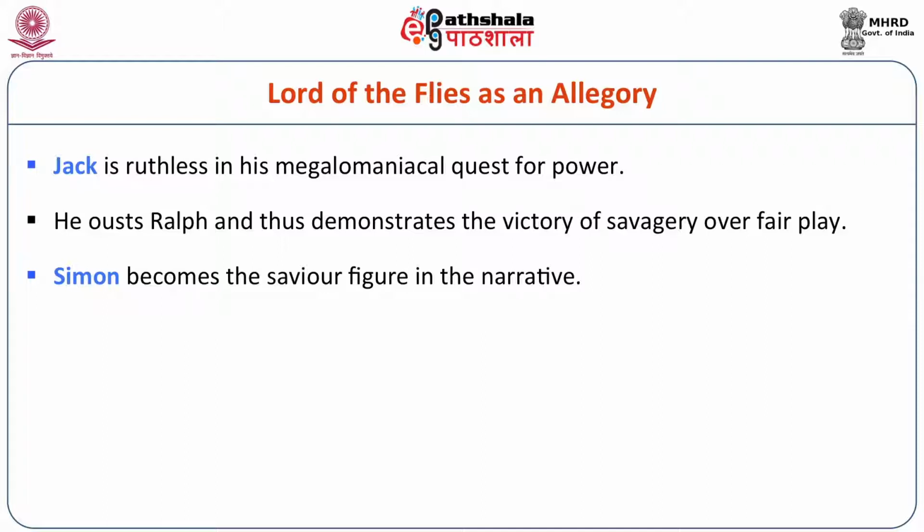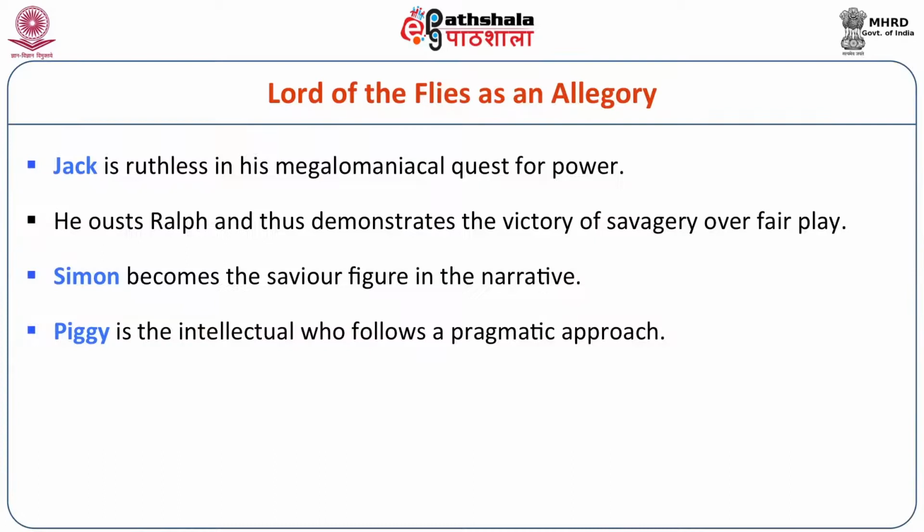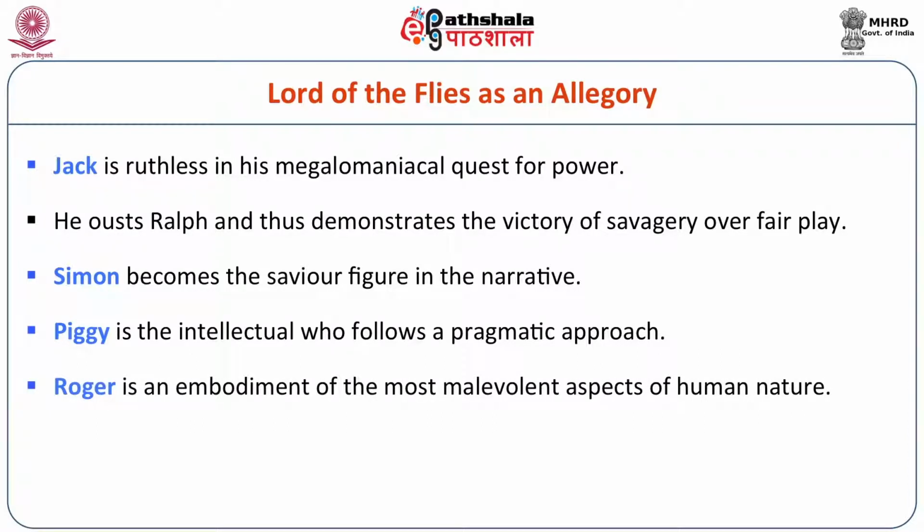Now this must be a very familiar structure for us. We are now talking about a democratic impulse and a megalomaniacal impulse. There's a savior, but then that does not complete this picture. Any society, if you look at any society, a society will have intellectuals. Who is the intellectual in this novel? There is an intellectual in this novel who is very pragmatic, and he is Piggy. There is a young boy called Roger. Roger is an embodiment of the most malevolent aspects of human nature, not the benevolent. Here is a boy who loves to see how blood is spilled.